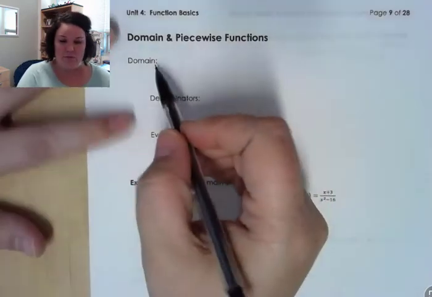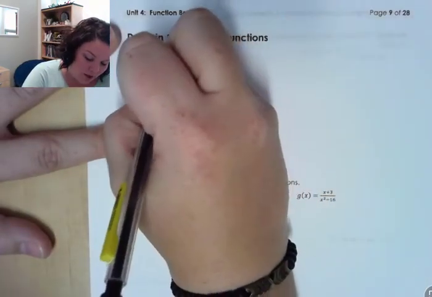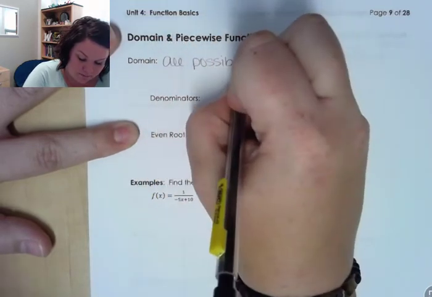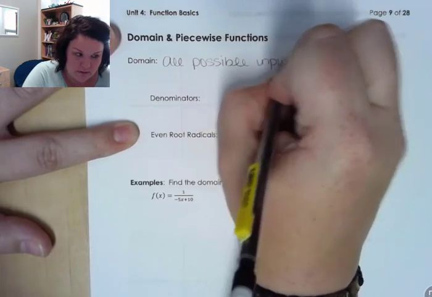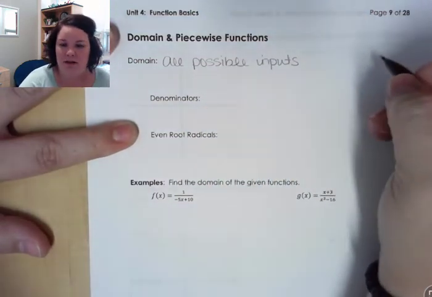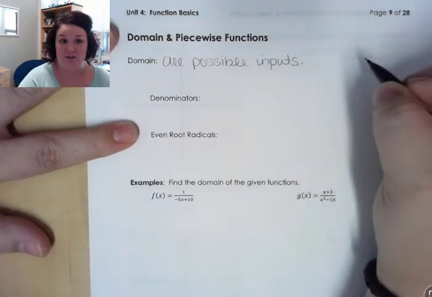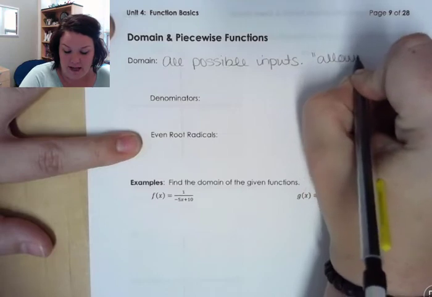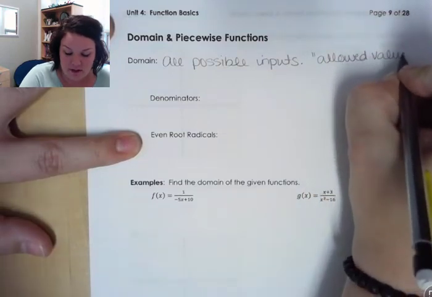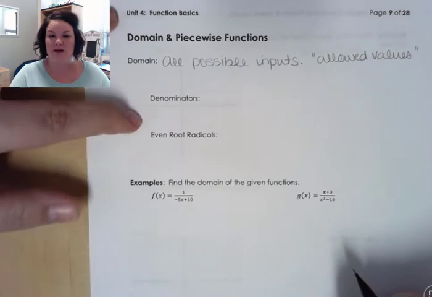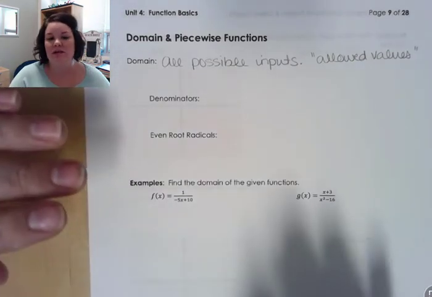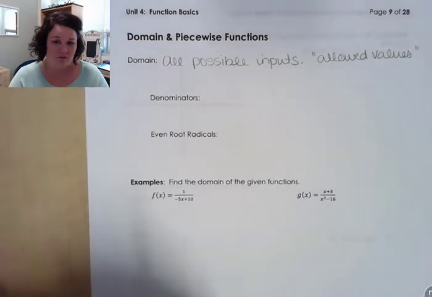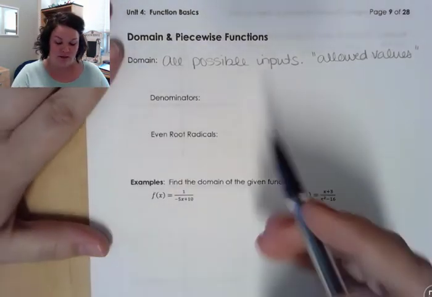Okay, so domain, remember, is all possible inputs. Okay, so all things that can be put inside the function, where the function is defined. So these are our allowed values, if you want to think of it that way. There's a few things that we have to be careful with when we're talking about what is okay to put into a function and what is not okay to put into a function. And there's a couple things we have to be aware of.